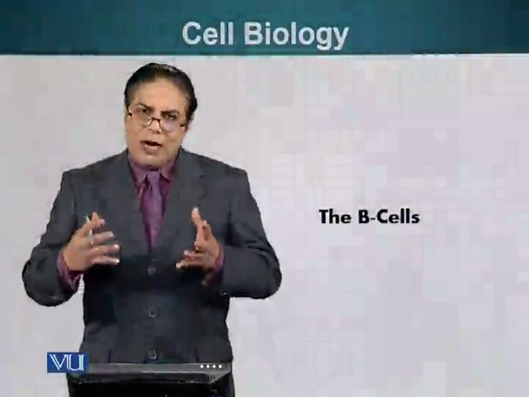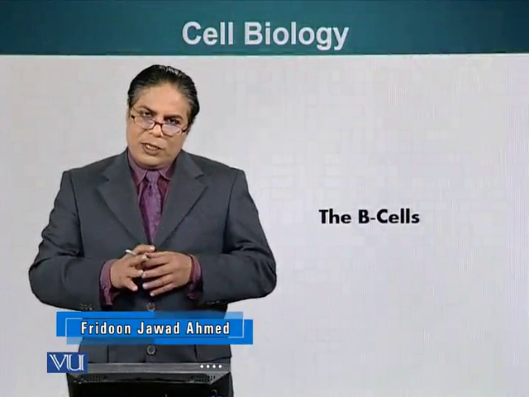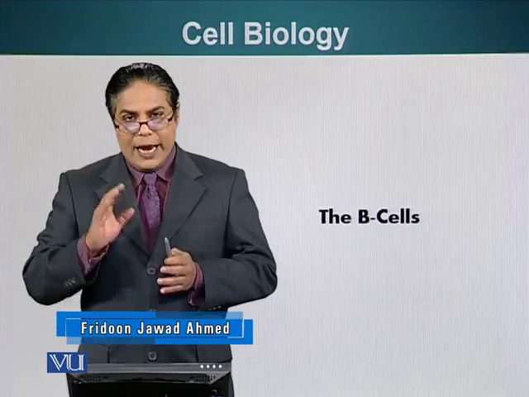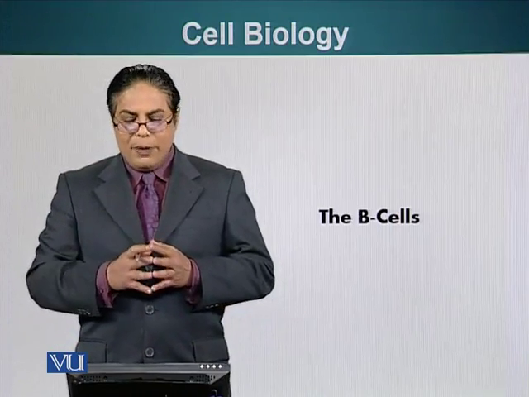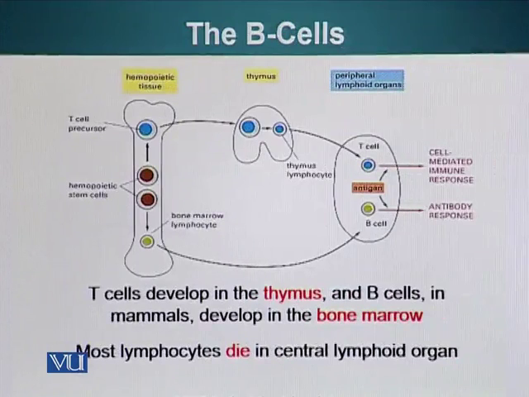So we have been talking about the adaptive immune system. We said that the adaptive immune system is composed of primarily two components, B cells and T cells. First of all, let's talk about the B cells. As I have mentioned earlier, the B cells are produced in the bone marrow from precursor cells. B cells also are matured in bone marrow.